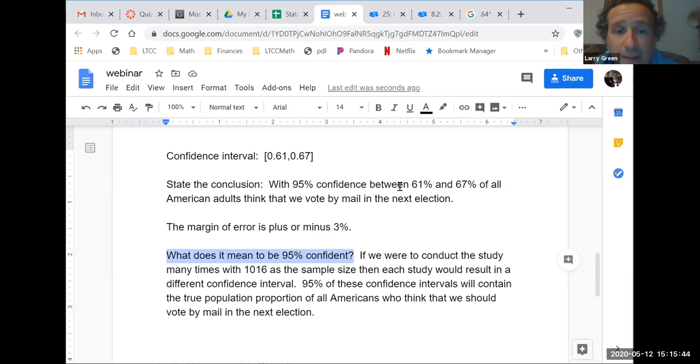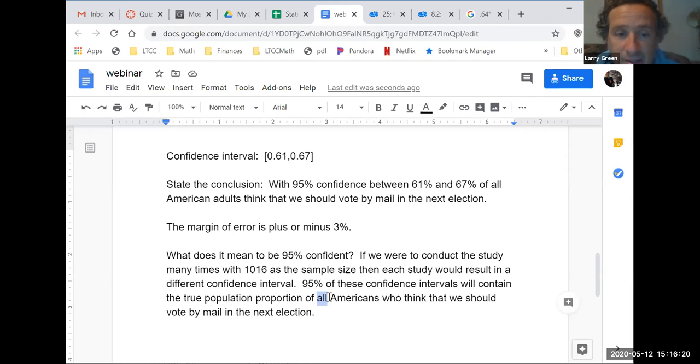between saying with 95% confidence, between 61 and 67% of all American adults think we should vote by mail in the next election, versus if we were to conduct the study many times with 1,016 as the sample size, and each study would result in a different confidence interval, 95% of the confidence intervals will contain the true population proportion of all Americans who think that we should vote by mail in the next election. So they're very different answers. So pay attention to the question.